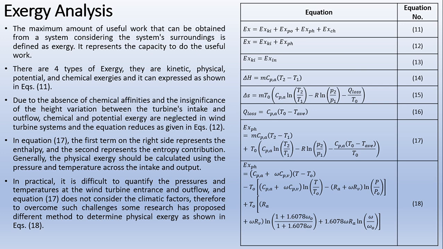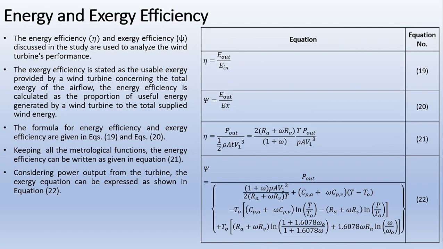In equation number 17, the climatic factors are not considered, and it is very difficult to quantify the pressure and the temperature at the wind turbine entrance and the exit. Therefore, to overcome such a challenge, some research has been proposed to determine the physical exergy as shown in equation number 18.